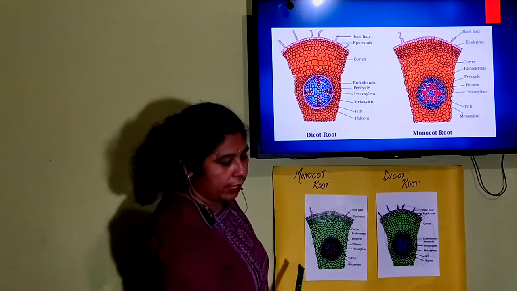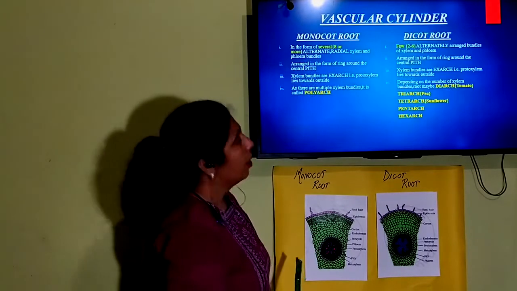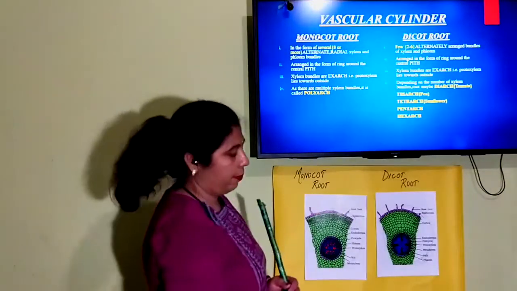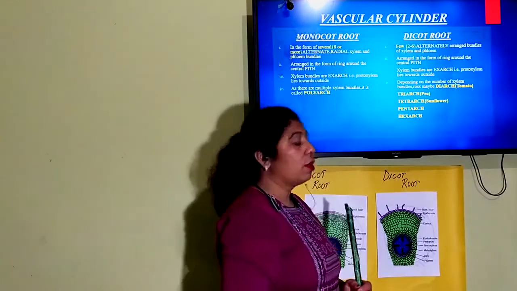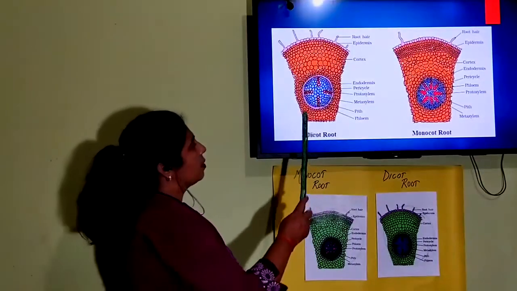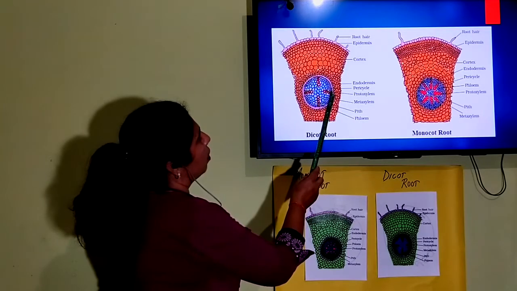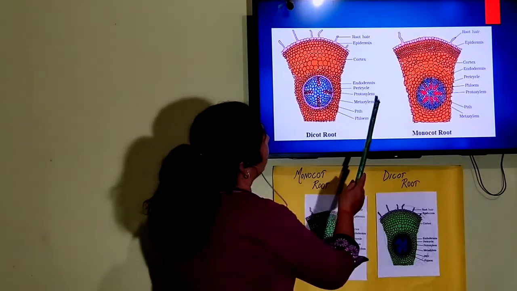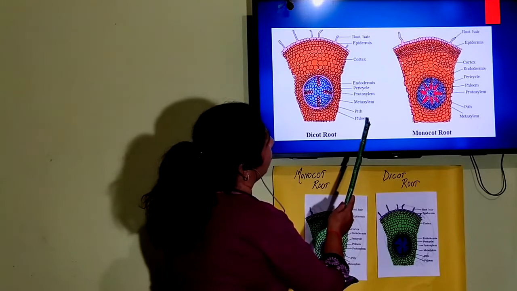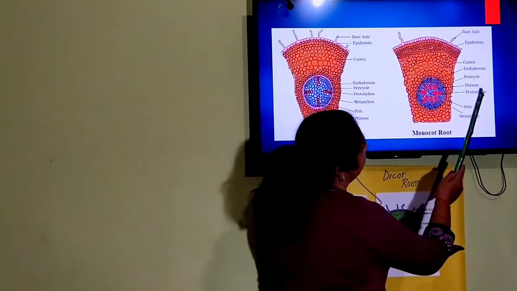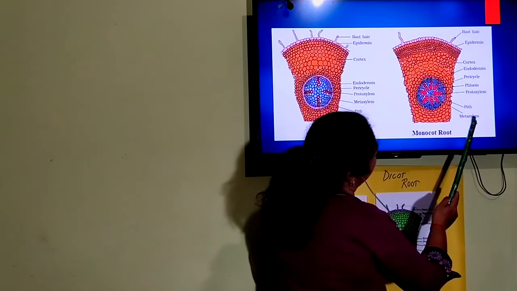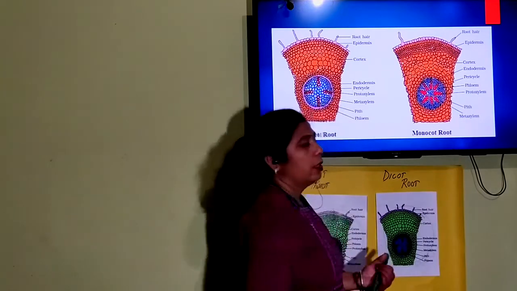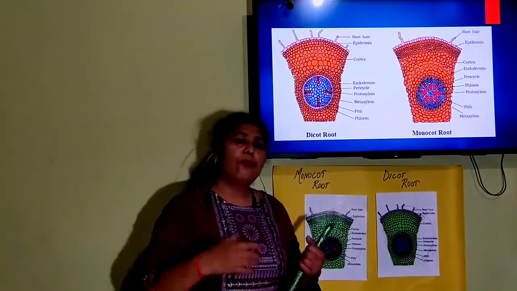Now next is the vascular cylinder. What is the vascular cylinder? The vascular cylinder includes the phloem and the xylem. Here you see protoxylem, metaxylem, phloem. Similarly here, protoxylem, metaxylem and the phloem. These are collectively called the vascular bundle.